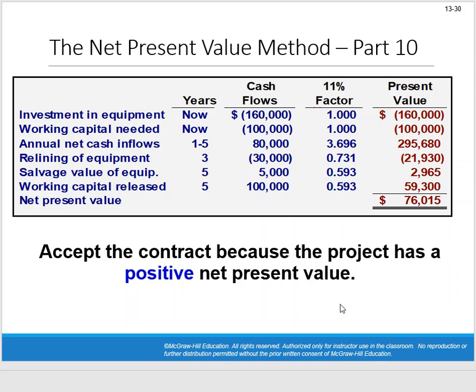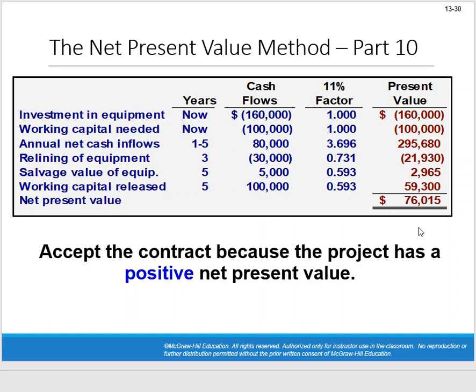If our NPV is 0, that means the project in this case would make 11% because that's our discount factor. A company can choose whatever discount factor they deem appropriate. So if the net present value comes out to 0, the project is going to yield the discount factor. If it comes out positive, it's going to make more than the discount factor, so more than 11% in this case.